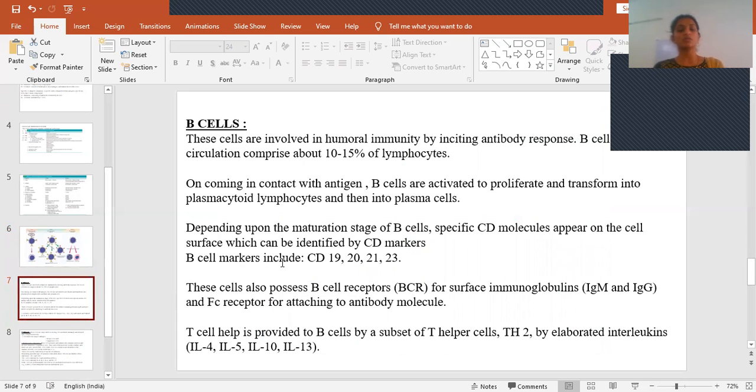Okay. So it has surface markers like CD molecules. It includes CD19, 20, 21 and 23. So these are considered as B cell markers. It has B cell receptors for surface immunoglobulins like IgM and IgG for binding to the antibody molecule. And for B cells, even some kinds of T cells like T helper cells will help these B cells in participation in these immune reactions.